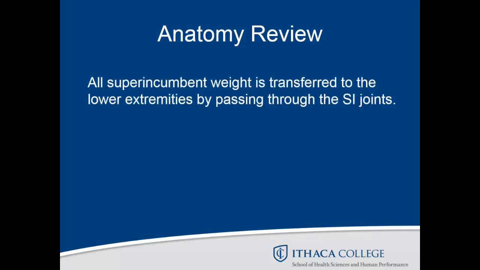So again, all superincumbent weight is transferred to the lower extremities by passing through the SI joints, which ultimately then passes to the ground. Or if you were to jump and land, that ground reaction force passes up through the leg, through the pelvis, through the SI joint, and then up through the rest of the body. And so again, there's a lot of forces being transmitted through this joint. Therefore, we need a quite stable joint.